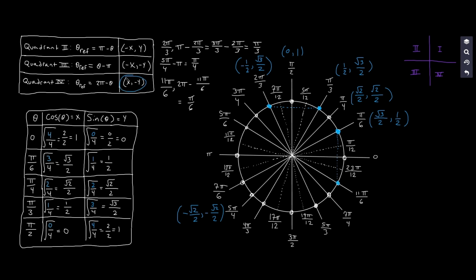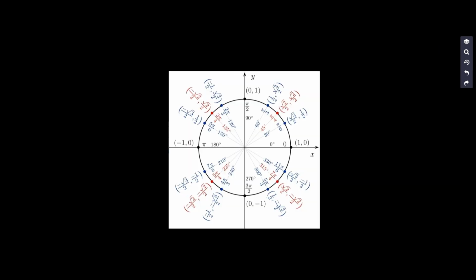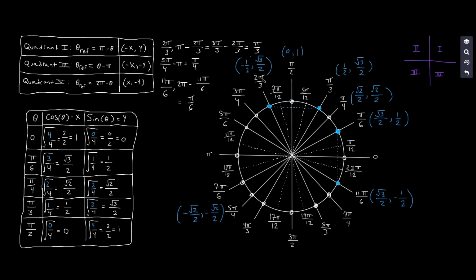And we can steal that x and y coordinate. The x coordinate can be left alone, but the y coordinate has to be made negative. So for 11 pi over 6, the x coordinate is root 3 over 2, and the y coordinate is negative 1/2. All right, and let's just check our unit circle to make sure that this is correct. 11 pi over 6, root 3 over 2 for the x, and then for the y, negative 1/2.